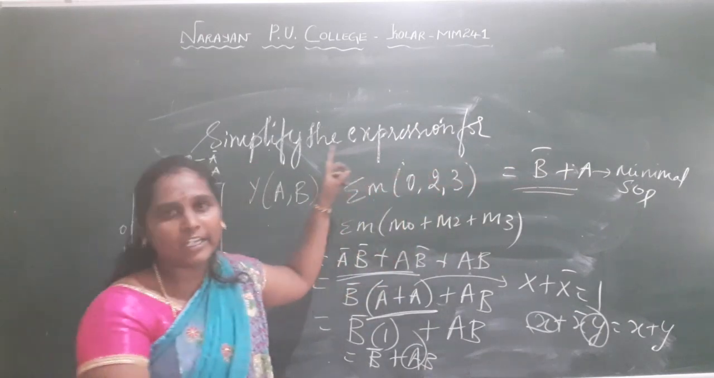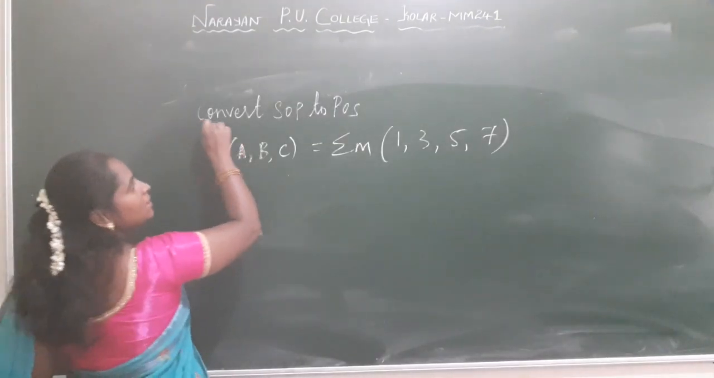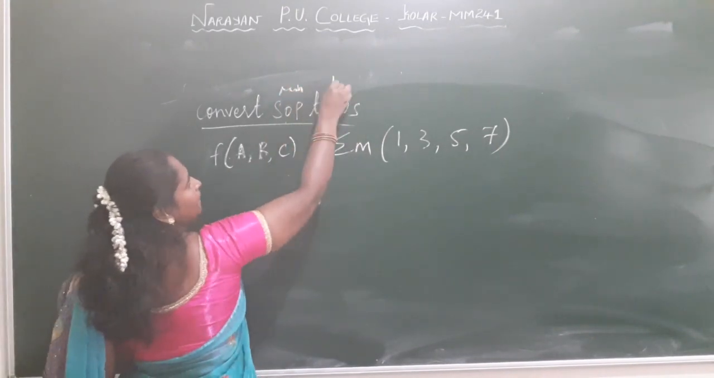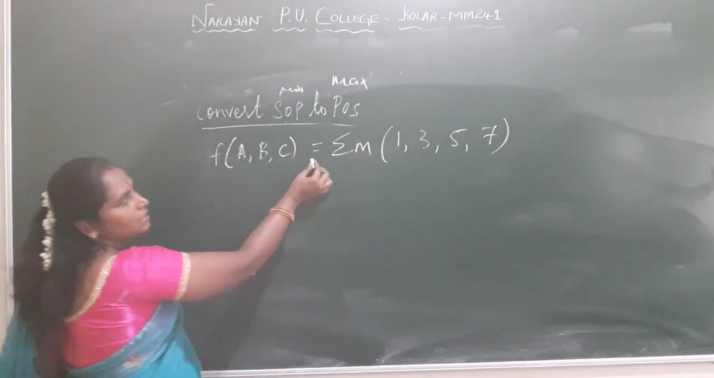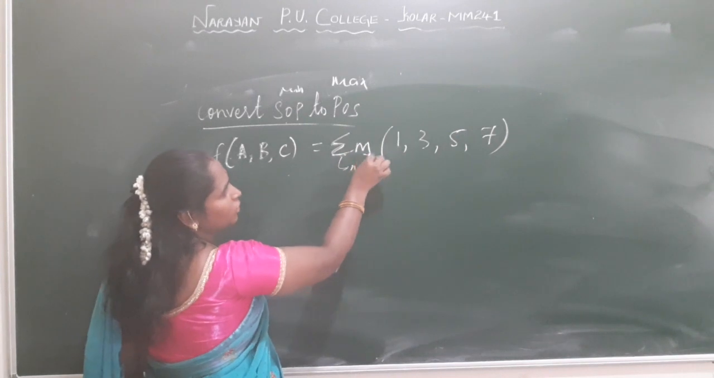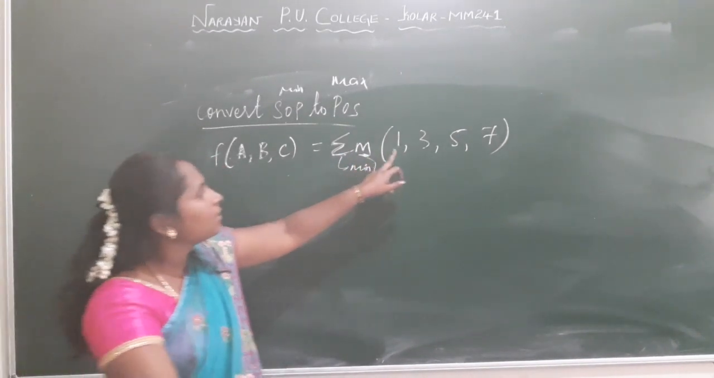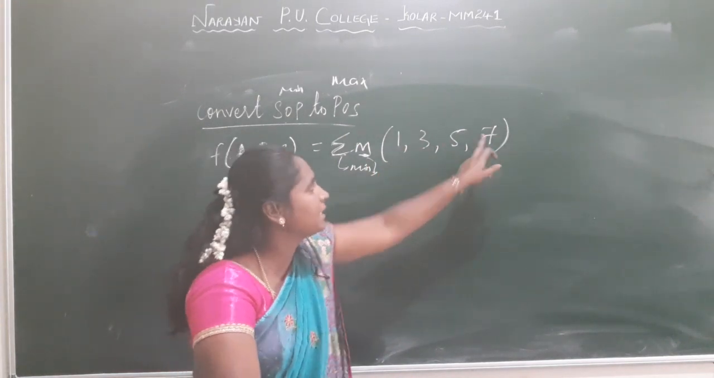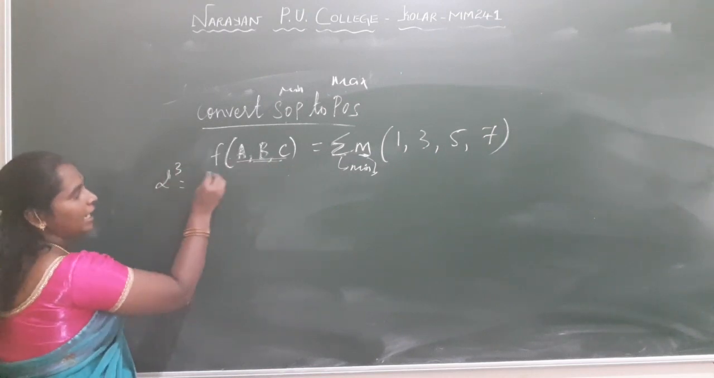Next we will see how to convert SOP to POS. We have to convert from sum of products to product of sums, that is minterm to maxterm. The given expression is function of a, b, c is equal to summation, that is minterms, and the small m is used to identify whether it is SOP or POS. The output values are 1, 3, 5, 7. Here there are 3 inputs, so 2 to the power of 3 is 8 possible ways.